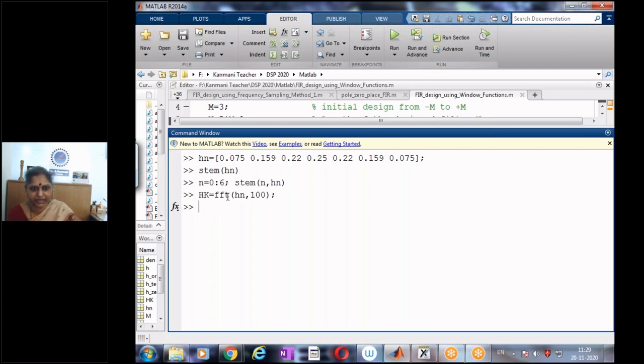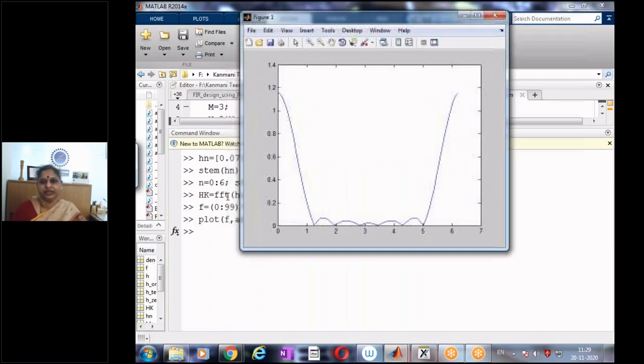If I want to define my frequency, say f, from 0 to n minus 1, since I've taken a 100-point DFT, into 2 pi divided by 100, and then let me plot my result, the absolute value of the FFT command. See, now this is the plot I get.